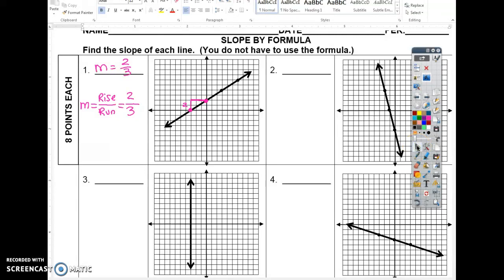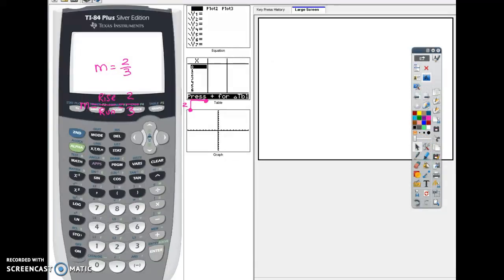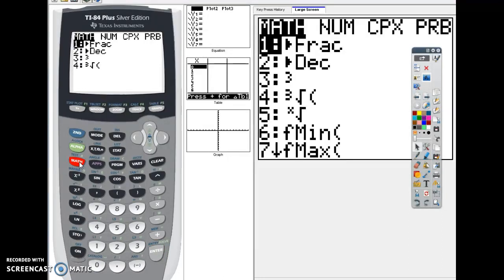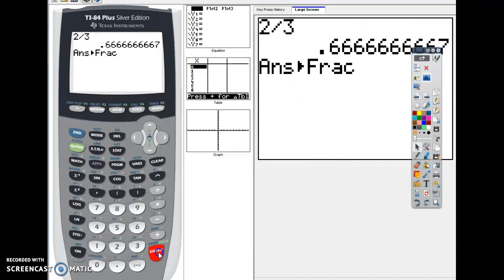So let's look and see how you should have put it in the calculator. All you have to do is divide 2 by 3, enter. It gives you this long decimal, and then you just press math, enter, enter, and it reduces it for you, which is the furthest down that it can be reduced. So 2/3 is the slope.